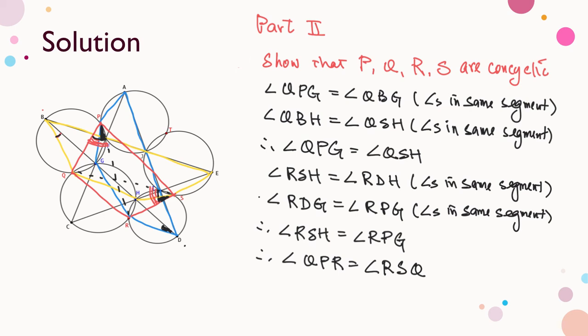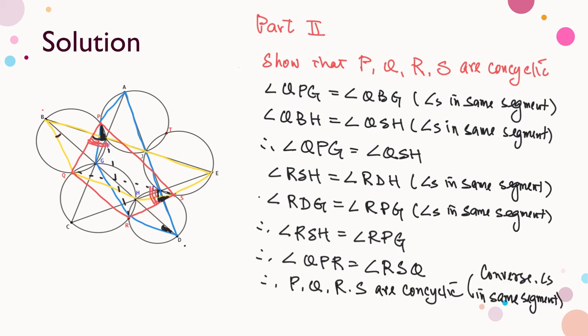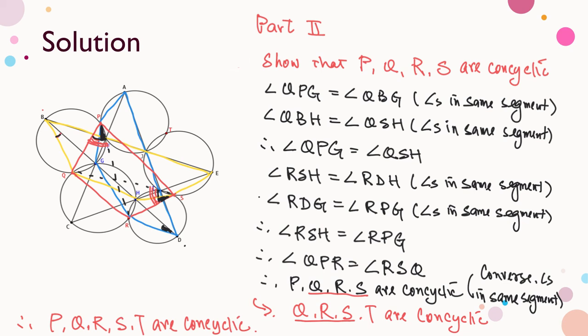By the converse of angles in the same segment, the 4 points P, Q, R, S are concyclic. Due to symmetry, the 4 points Q, R, S, T are also concyclic. As Q, R, S are in common, we have 5 points P, Q, R, S, T concyclic. The proof is done.